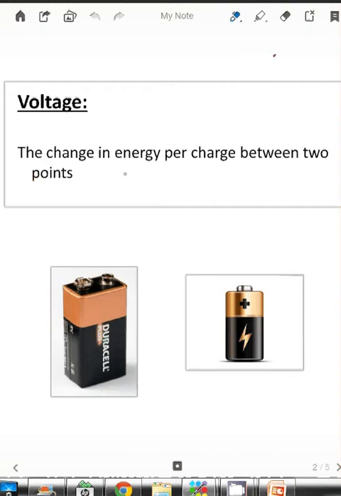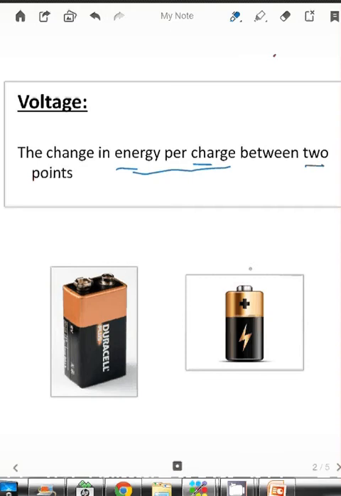Voltage is the change in energy per charge between 2 points. So there's a lot there. First of all, it has to do with energy. It also has to do with what's carrying the energy. The charges are carrying the energy. And every time we're talking about voltage, we're comparing two different places. So the change in energy per charge between 2 points. There's a lot to that.